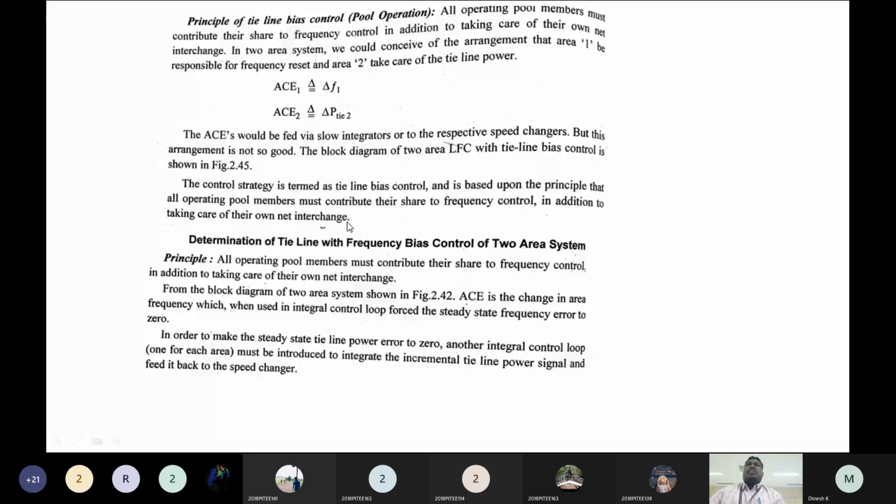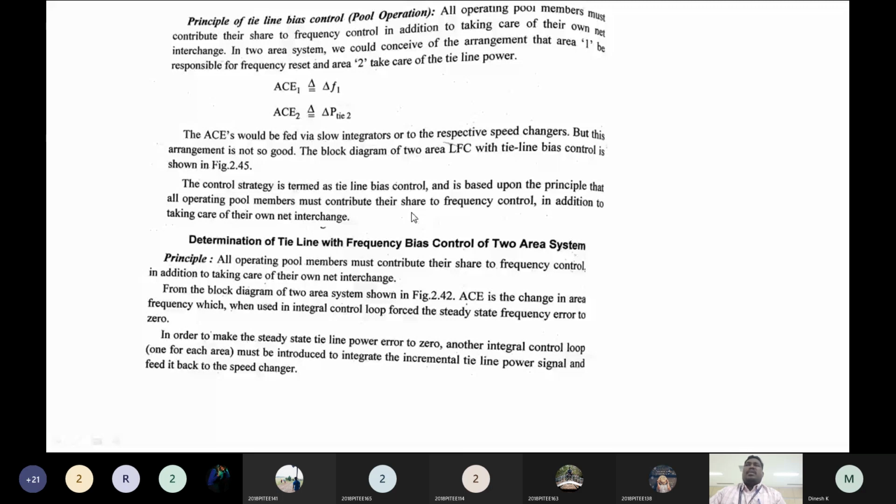So what we do is that control strategy, I can name as line bias control. So the main intention is one area should contribute to the other area. So they have to share their frequency.